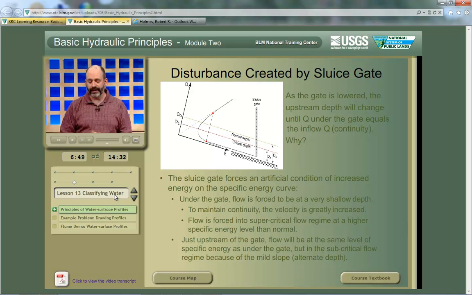Just upstream of the gate, flow will be at that same level of specific energy as it is under the gate, but it will be in the subcritical flow regime because of the mild slope. And so it will be at that higher depth, that alternate depth, just upstream of the gate.